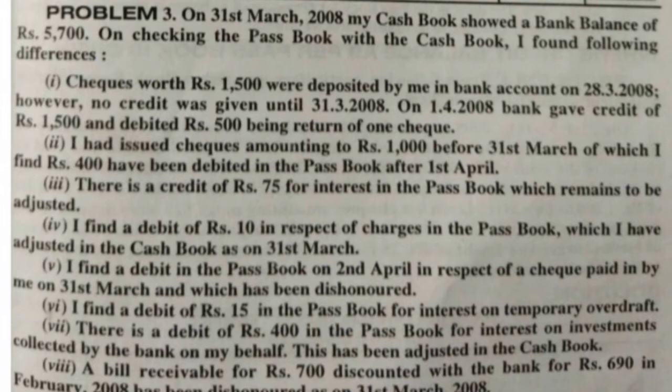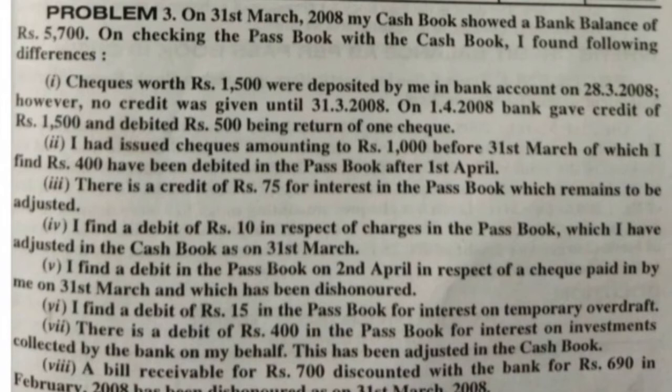Okay. So next, the fifth one. I find a debit in the passbook on 2nd April in respect of a check paid in by me on 31st March, and which has been dishonored. See, the debit in the passbook on 2nd April is in respect of a check paid in by Bunty on 31st March, which has been dishonored, but the check was paid in on 31st March. It means in both books, the cash book and the passbook, the entry would have been adjusted. The check is paid on 31st March itself.